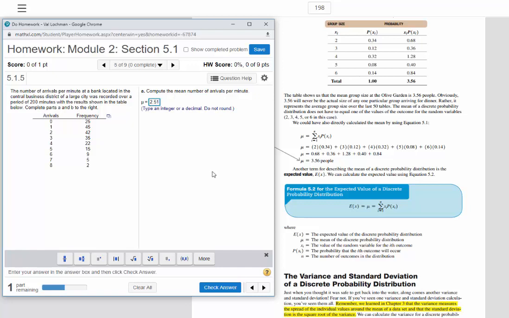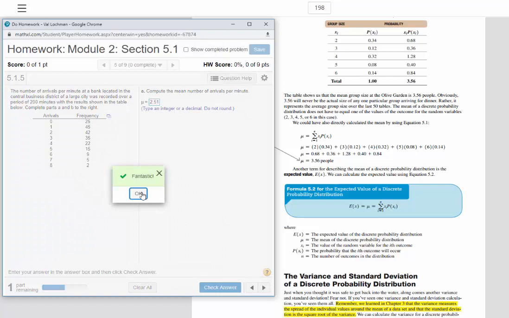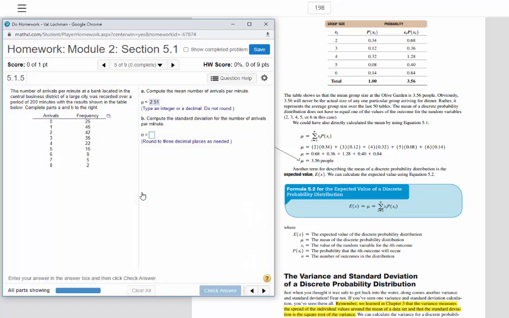Type an integer or a decimal. Do not round. Okay, they like that answer. That's correct. We're good to go.